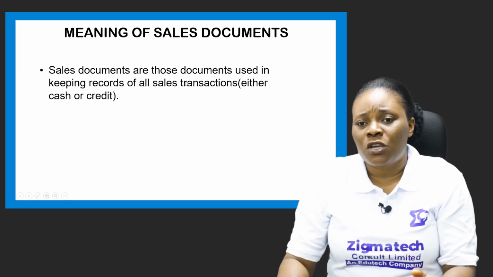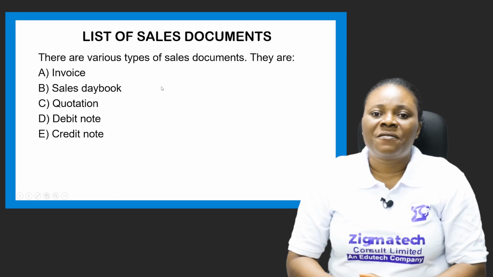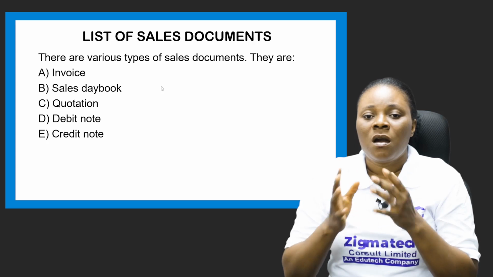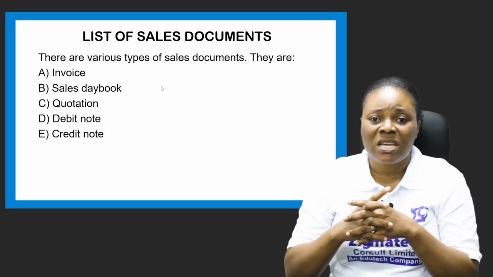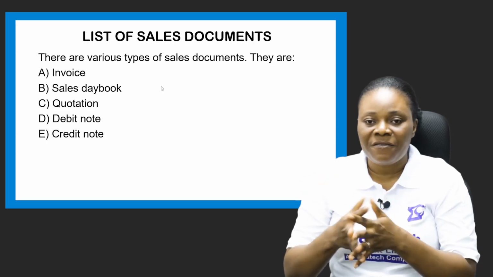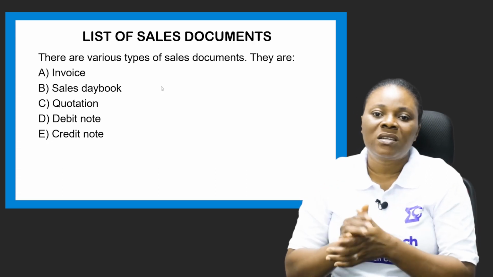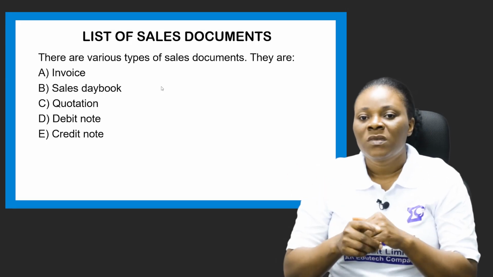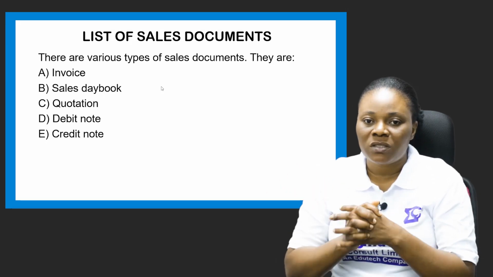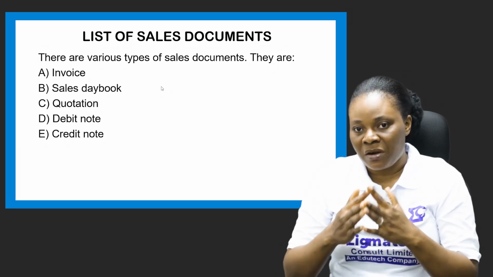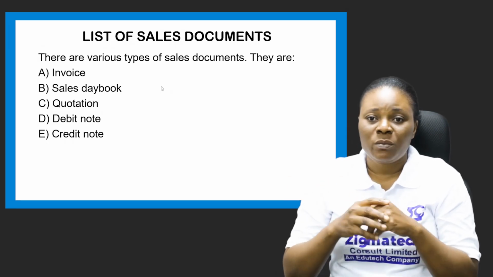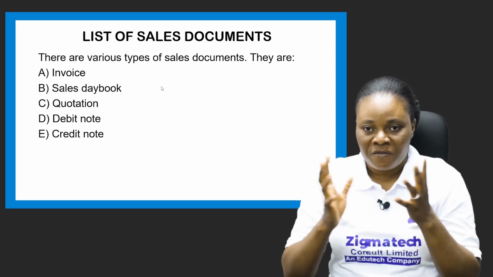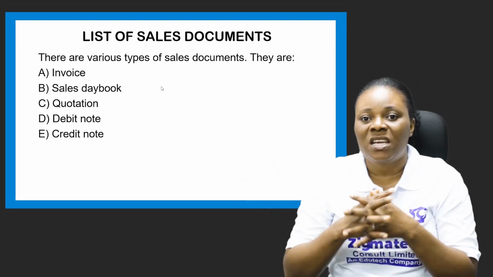So we have various source documents. Let's look at the various source sales documents that we have. We have about 5 sales documents we'll be looking at today. The first one is the invoice. The second one is called the sales daybook. The third one is called quotation. The fourth document, debit note. The fifth document is the credit note. So we're going to be looking at each sales document, what they are used for, and also what they contain.